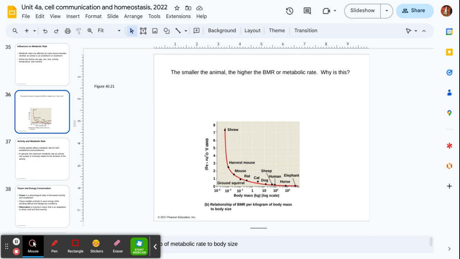Wait, so they have less surface area? So if you look at it, it's not surface area, it's not volume, it's the surface area to volume ratio. So their surface area to volume ratio is going to be high, meaning that they are going to more readily dissipate or lose heat. So to compensate for that, they have to have a high metabolism to generate more heat.